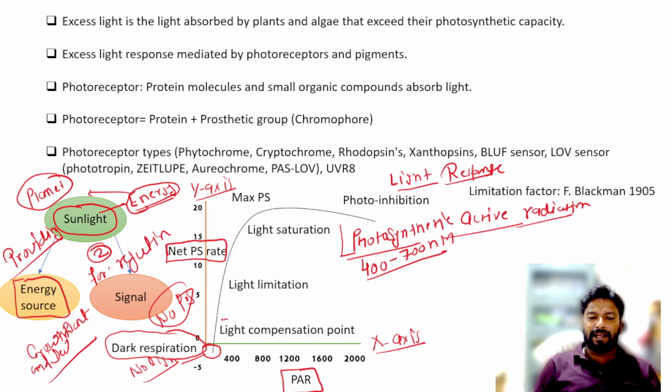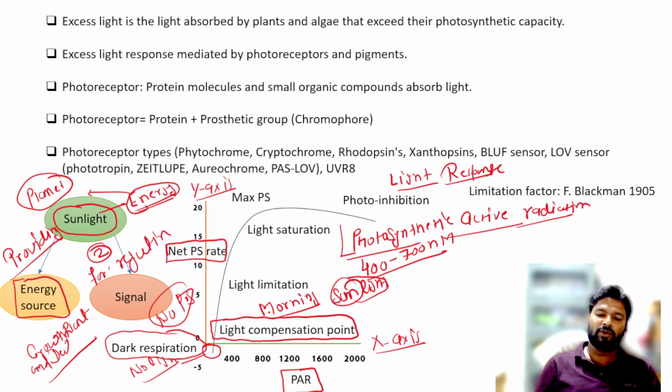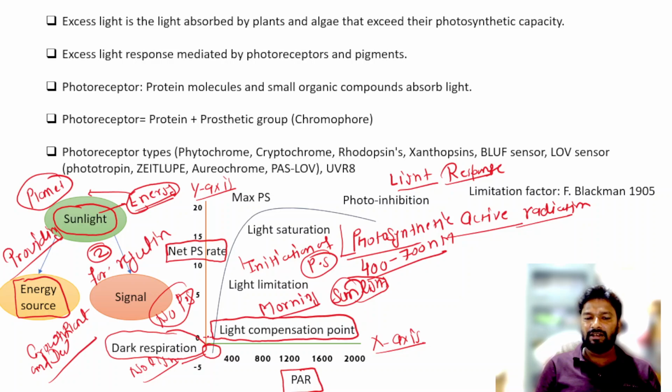So now come to the second point, that is known as the light compensation point. So friends, during the morning time when sunlight comes to the plant, there is an initiation of photosynthesis. So this is the light intensity at which photosynthesis just started, okay.